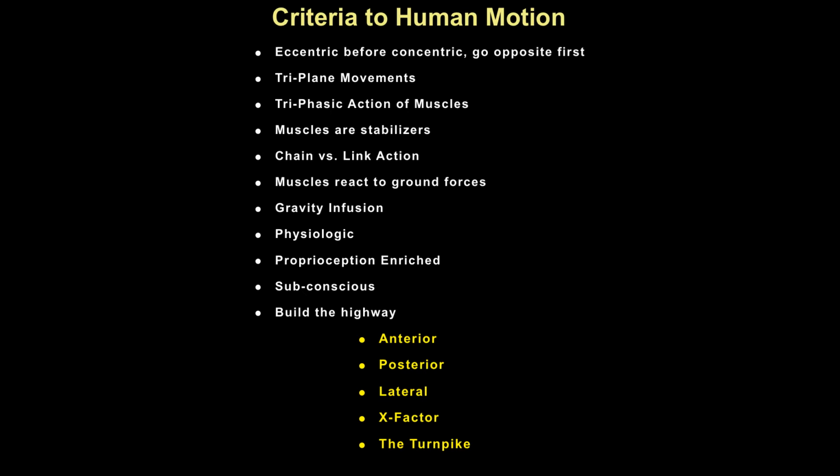Triplane movements. All muscles work in 3 planes of motion and need to be worked in 3 planes of motion. Triphasic action of muscles. All muscles and joints move in 3 planes of motion. All muscles have a triphasic action: deceleration, stabilization, and acceleration. To effectively and efficiently move in all three planes of motion, all myofascial tissue must move triplane load and triplane unload.